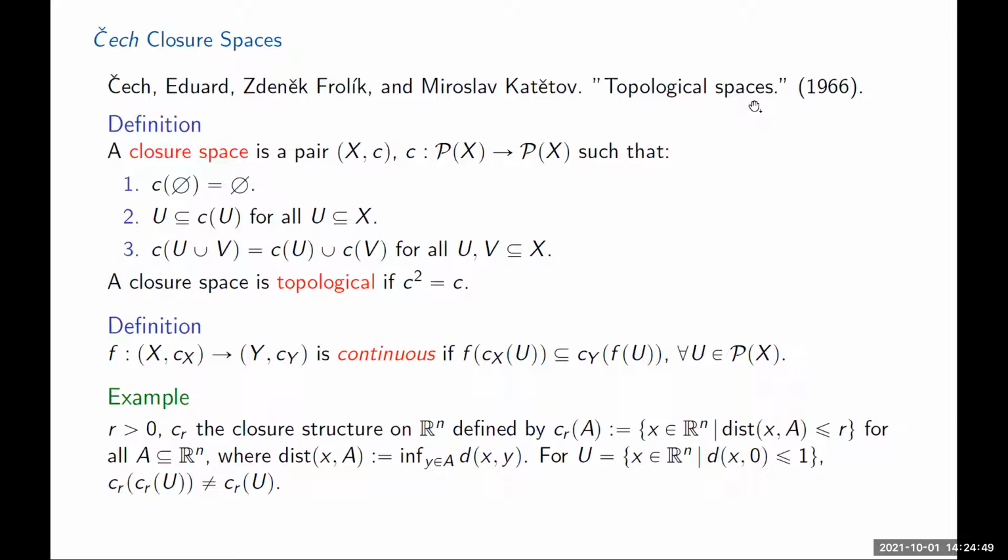And remember, for topological spaces, you also have a closure operator. And this closure operator satisfies some axioms. You want the closure of the empty set to be empty. You want it to be expansive. So, the closure of the set is always bigger than the set. You also want the closure to respect unions. And there's an additional requirement for topological spaces, that you want the closure operator to be idempotent. So we get closure spaces, Čech closure spaces, by just dropping the last axiom of idempotency.